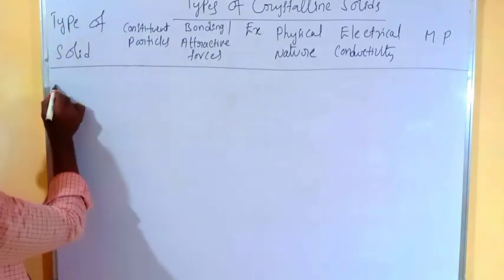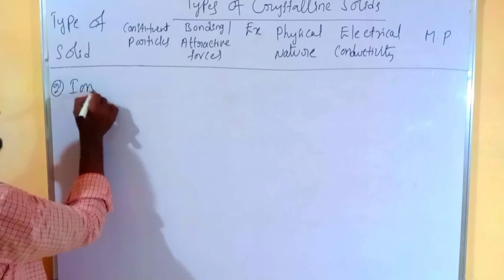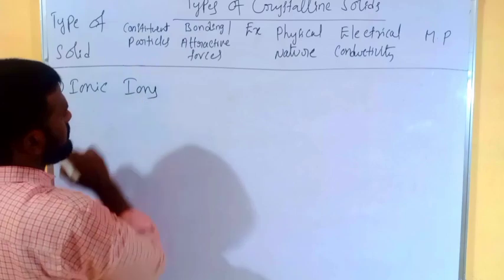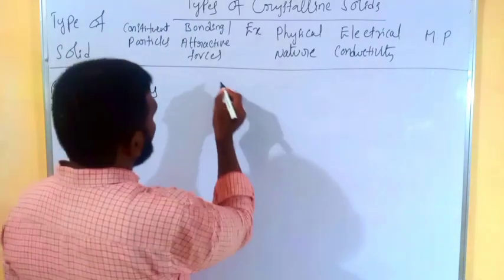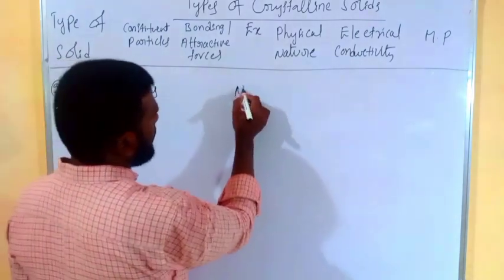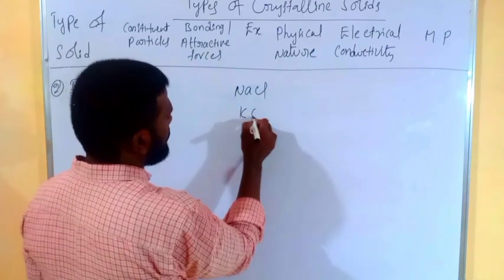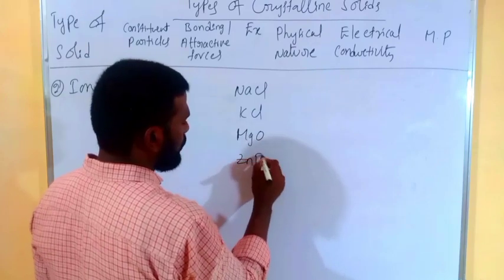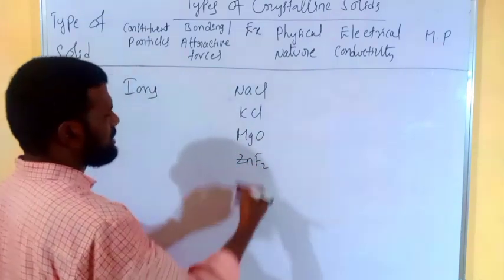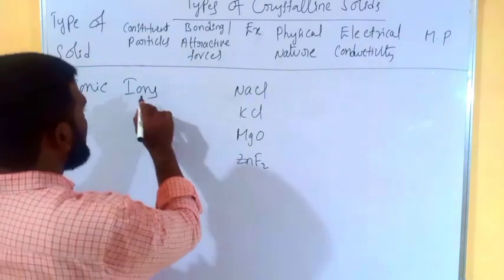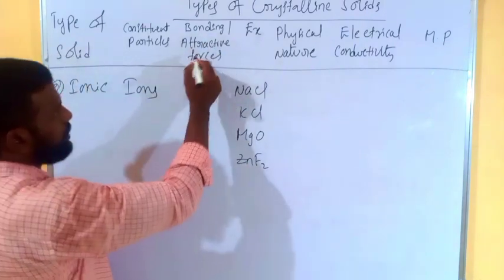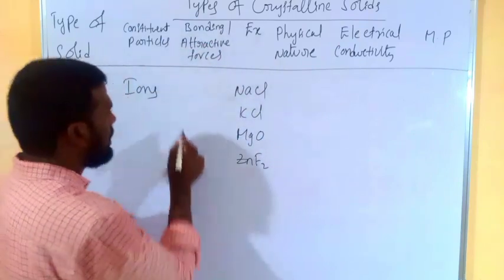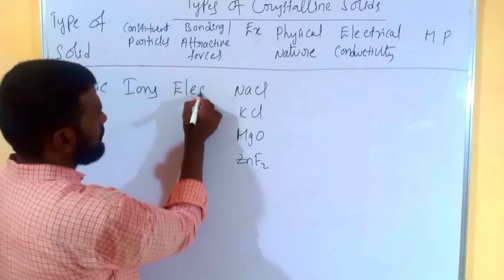Now the type of solid is number 2, ionic solids. What are the constituent particles? Constituent particles are ions. Examples: sodium chloride, NaCl, potassium chloride, KCl, magnesium oxide, zinc fluoride, ZnF2. Likewise, many examples we can take. Here the constituent particles are ions. The bonding is ionic bond. Attractive forces: what type of attractive forces will be present? Electrostatic force of attraction.